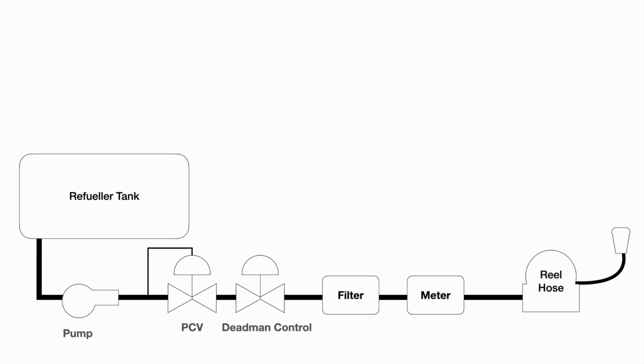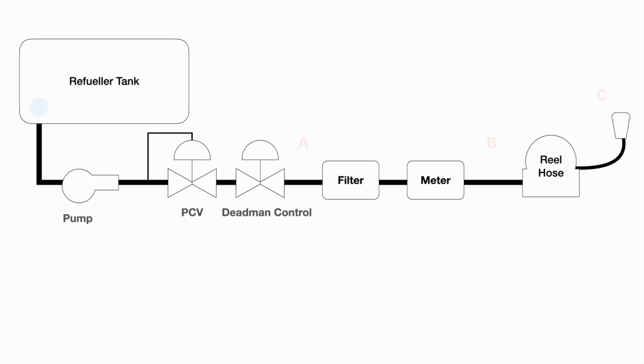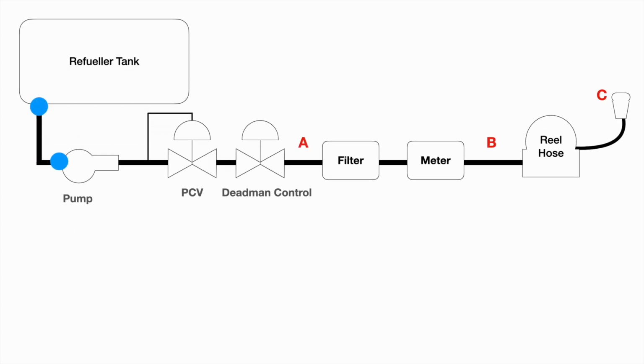Let's analyze the problem in detail. When fuel starts moving from the refueler tank to the nozzle end, the pressure inside the pipeline starts increasing, but it decreases from tank to nozzle end due to frictional losses. It means that during fuel flow, pressure at point A is greater than pressure at point B. Similarly, at nozzle end C, pressure would be lesser than at point B.